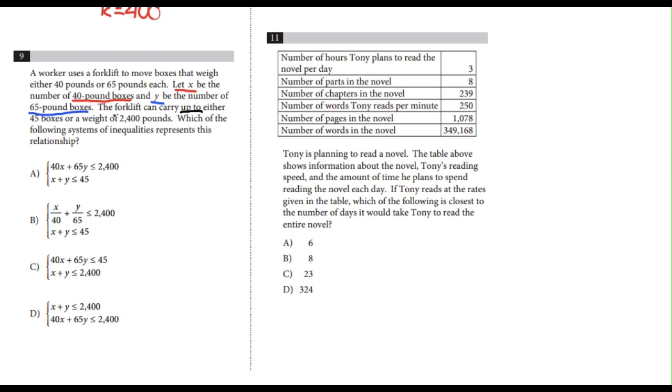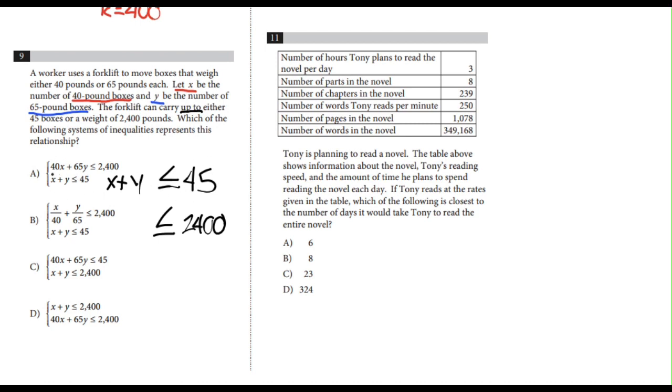So we know that whatever equation we come up with for each of them, it needs to be less than or equal to either of these two values. So less than or equal to 45 boxes or less than or equal to 2,400 pounds. So we need to see which combination of numbers gives us the number of boxes in total, and which combination of numbers and letters gives us the total weight. So we know that each box of 40 pounds is represented by X. So X, the number of 40-pound boxes, plus Y, the number of 65-pound boxes, has to be less than or equal to 45 boxes in total.